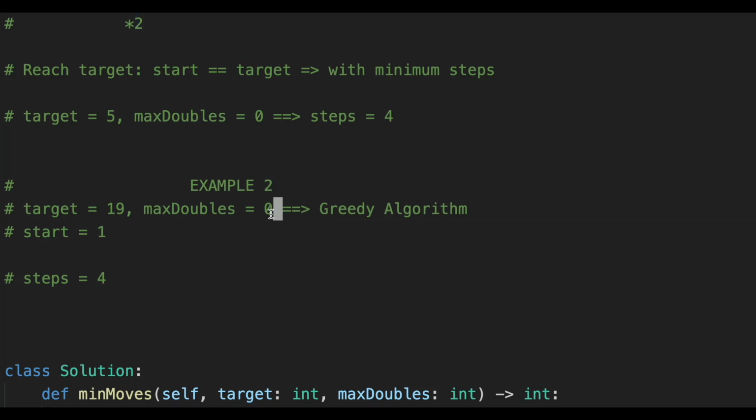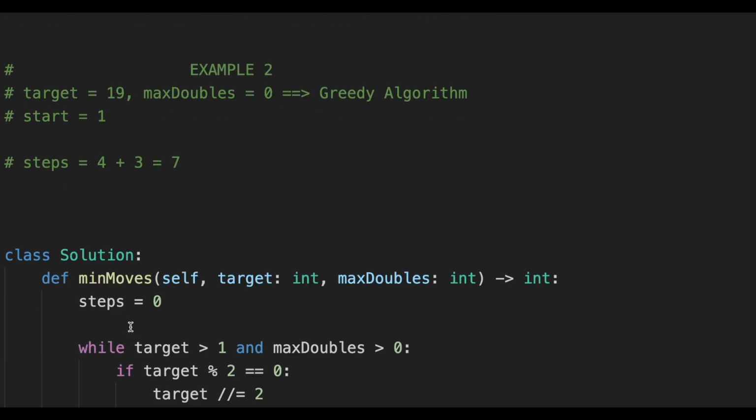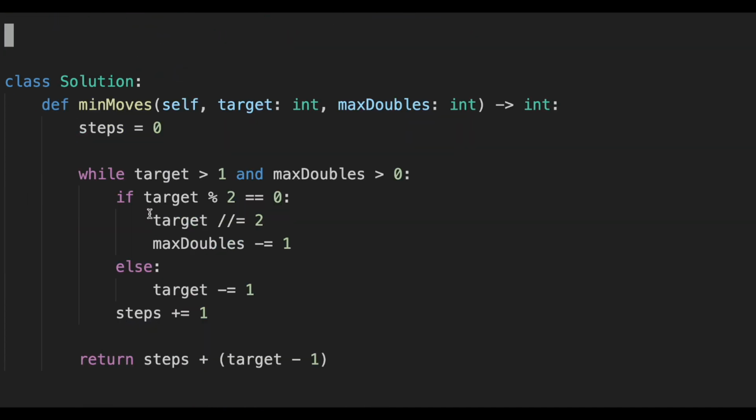So we don't have any more options to use the max doubles. We have now 4. From 4 to reach 1, we need to perform 3 steps. So to the 4 steps, we are going to add 3, which gives us 7, which we are returning. So in our solution, we are creating steps that we are going to return.